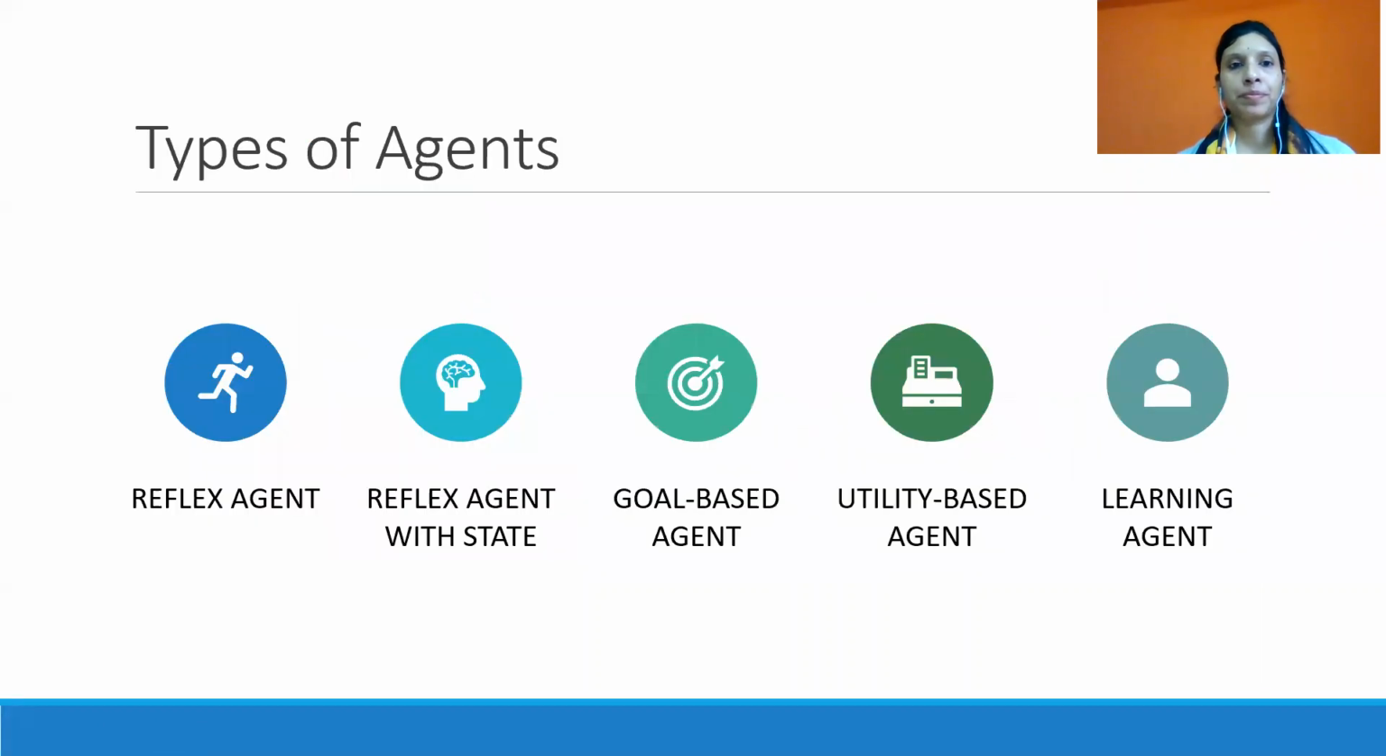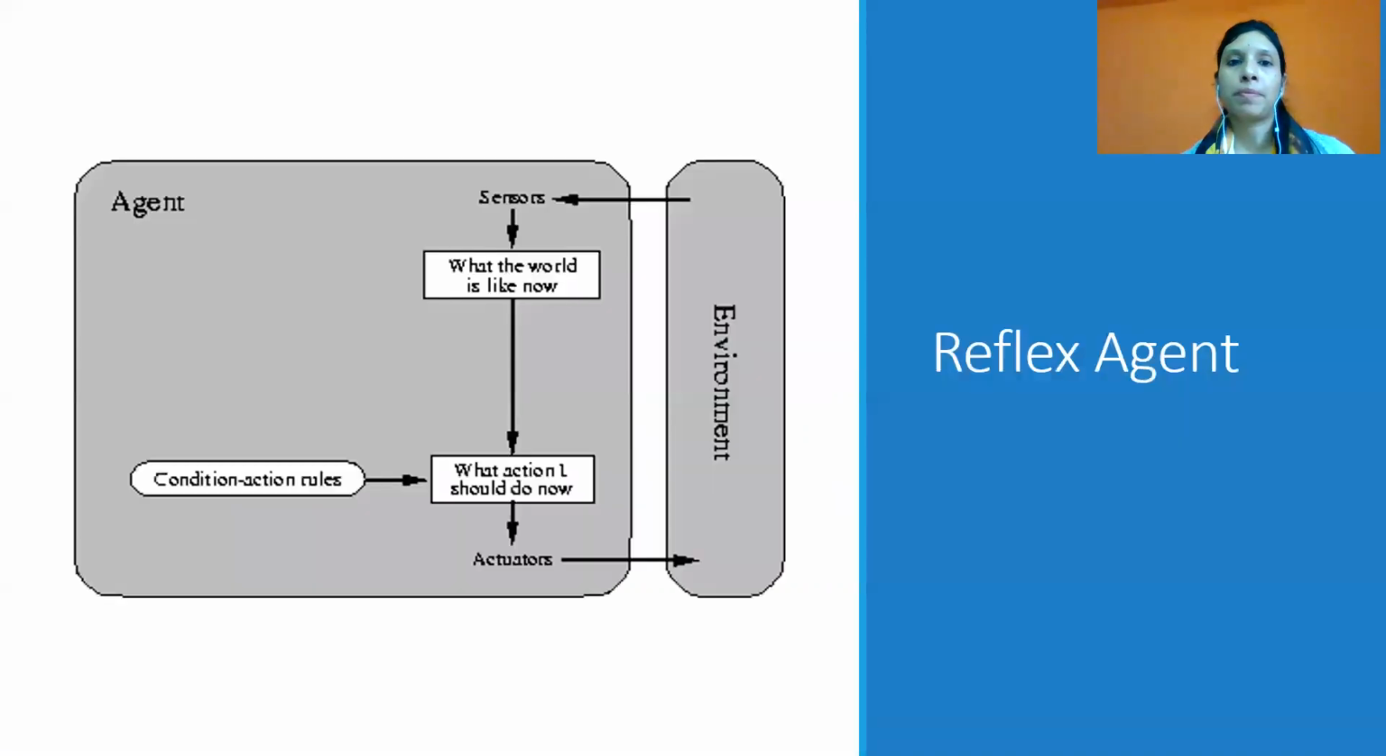Hello students, let's discuss the types of AI agents in this lecture. Different types of AI agents could be reflex agent, reflex agent with state, goal-based agents, utility-based agents, and last is learning agents. Let's discuss all the types of agents one by one.